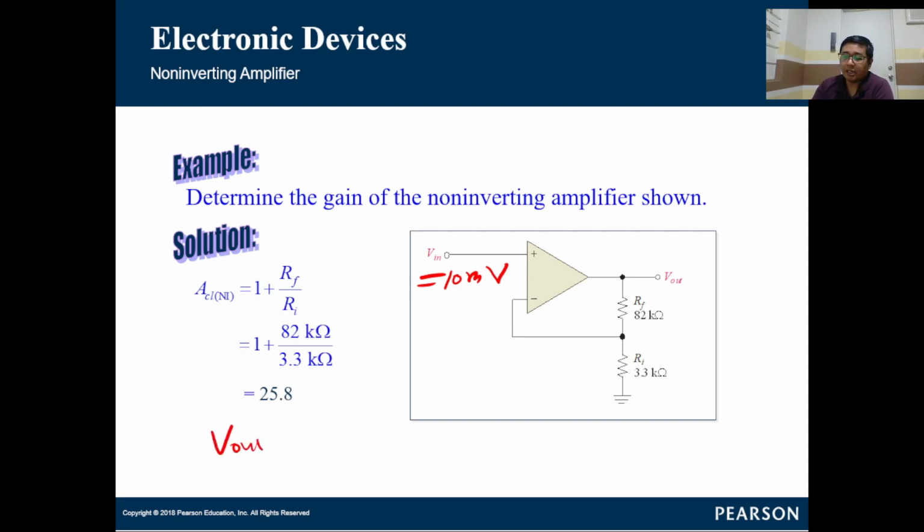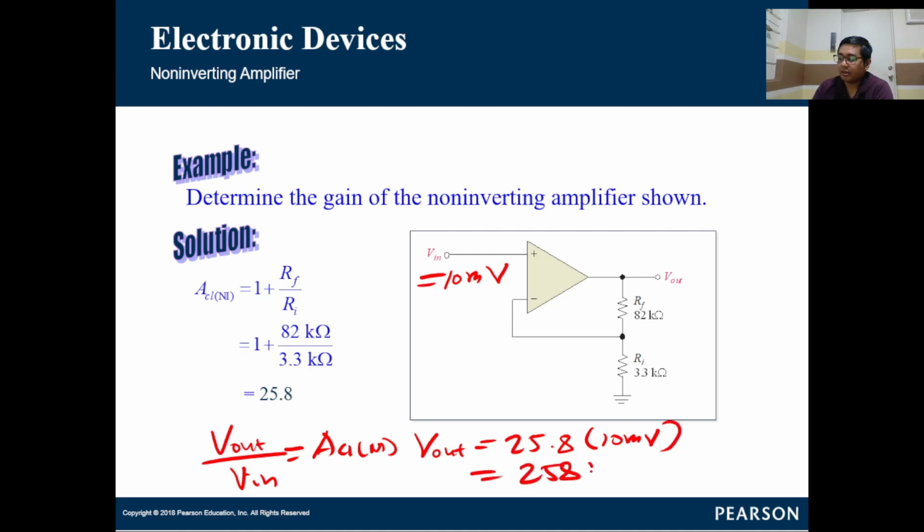Kasi alam natin na ang equation of the gain, the voltage gain, is V out over V in. So that is the closed loop voltage gain. All right. So we just substitute the value for the closed loop voltage gain, which is 25.8 unitless, and then V in is 10 millivolts. So this is equal to 258 millivolts. So nagpasok tayo ng 10 millivolts sa ating non-inverting input, and then it is being amplified by the operational amplifier, at ang output natin ay naging 258 millivolts.